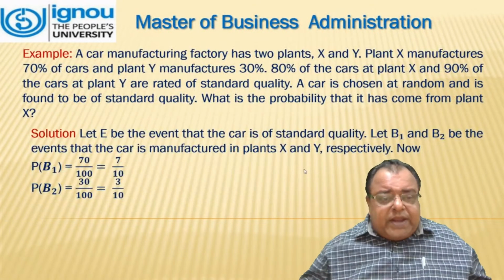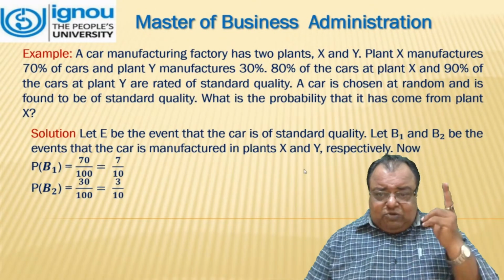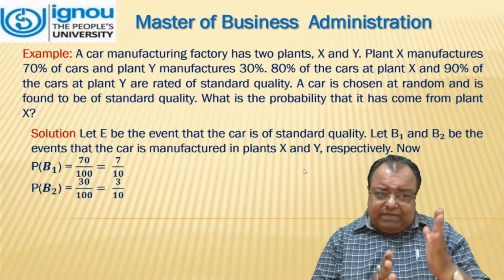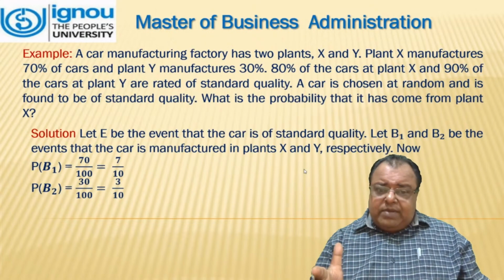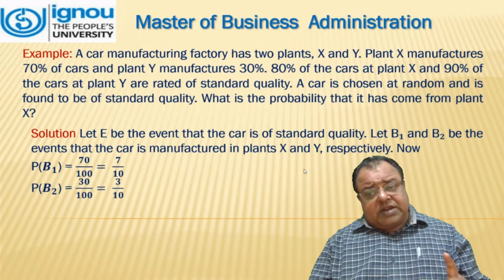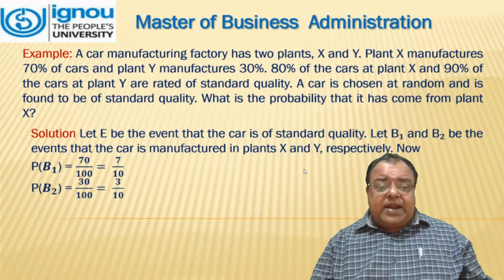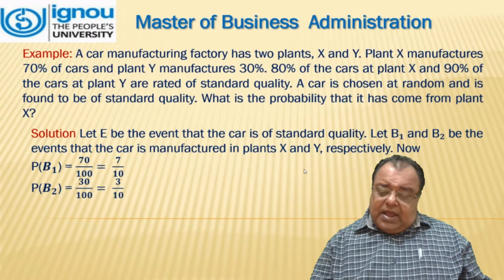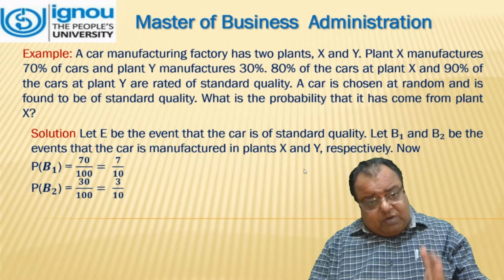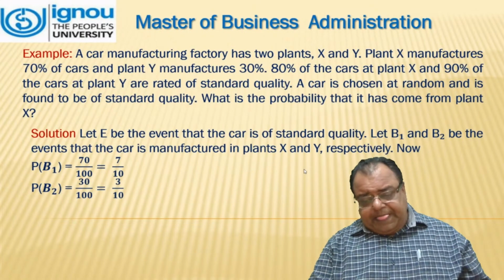Now we take up an example. A car manufacturing factory has two plants, X and Y. Plant X manufactures 70% of the cars and plant Y manufactures 30%. 80% of the cars of plant X and 90% of the cars of plant Y are rated of standard quality. A car is chosen at random and it is found to be of standard quality. What is the probability that it came from plant X?